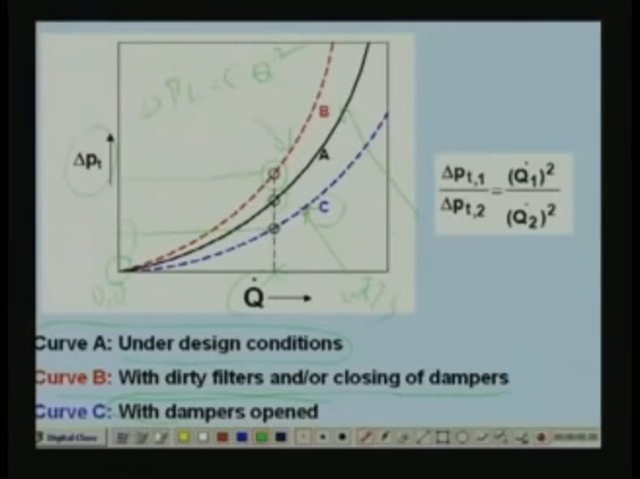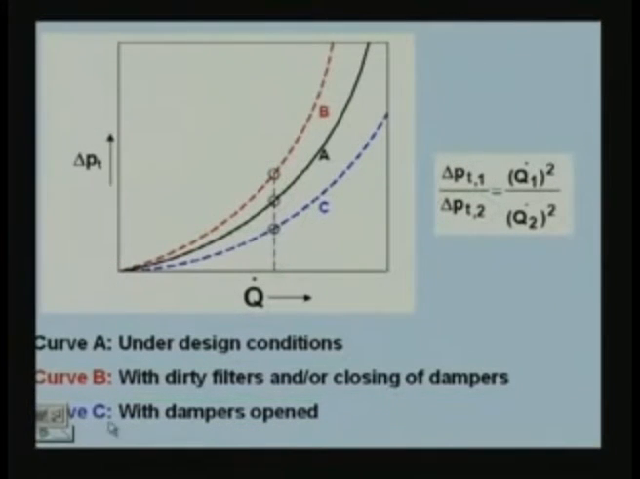Okay. What is the use of these curves? You can see that since delta Pt, as I have written here, is proportional to Q dot square, if you know the delta Pt value at one point, let us say at 1, and if you know the flow rate at 2, then you can find out what is the total pressure loss at the second condition. That means if one is the design condition, at design condition you know what is the total pressure loss and the flow rate, and you want to find out an off design condition where the flow rate is different, you can easily find out what is the total pressure loss using this equation. Okay. So, that is the use of duct performance curves.